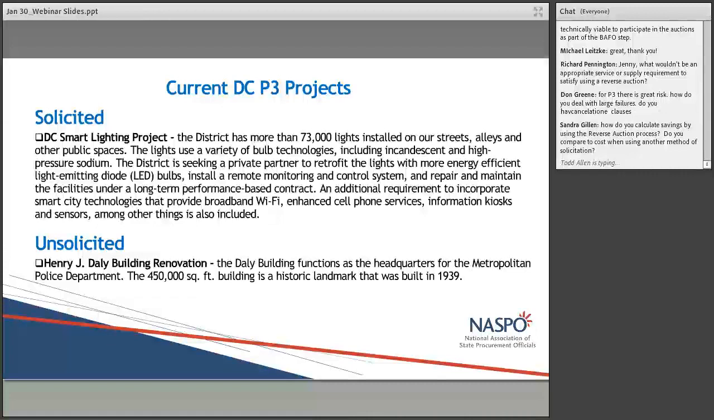So we've done them for very complex services like healthcare and training, to very simple things like janitorial supplies, road salt, IT hardware.